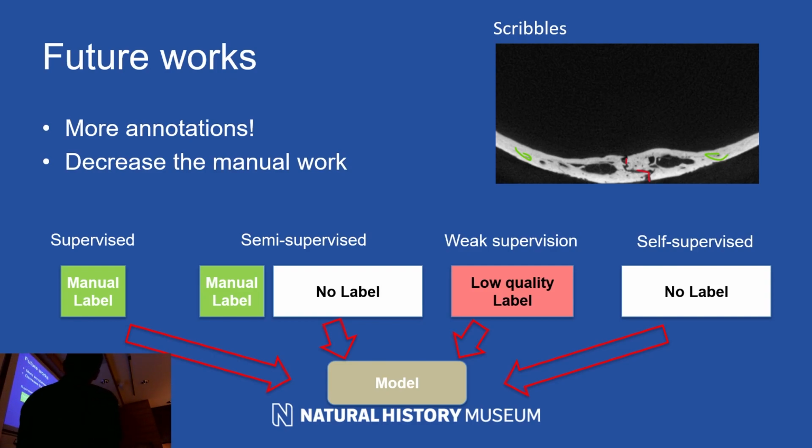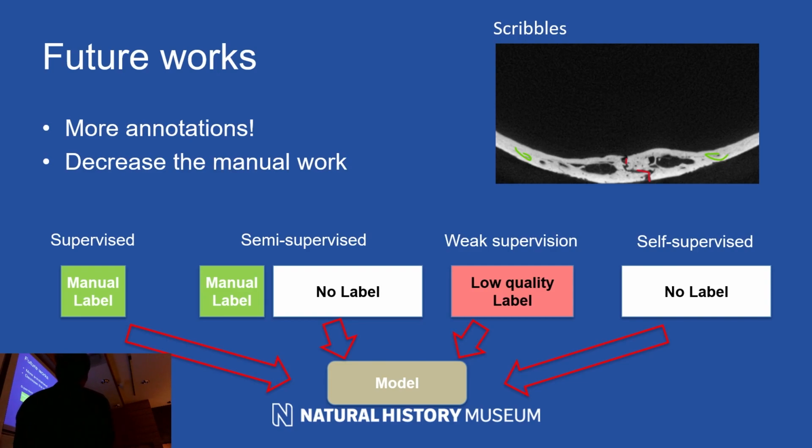So the one we currently use, and also the most popular one, is fully supervised learning: just use the manual labels to fit the model. But maybe another thing we can try is semi-supervised learning, so use some of the manual labels and some of the non-labeled slices to fit the model.